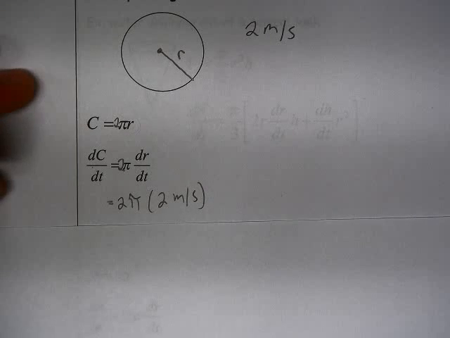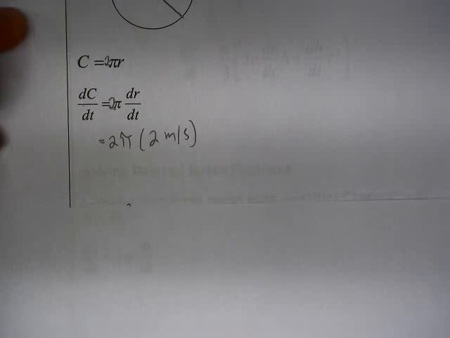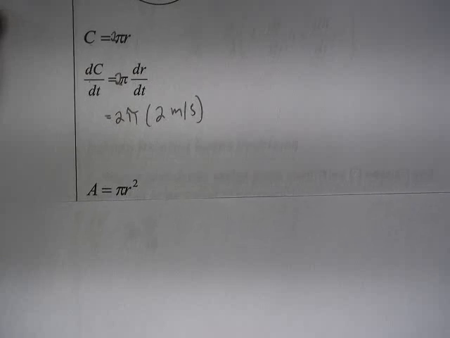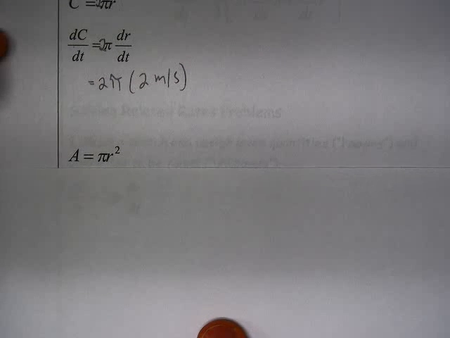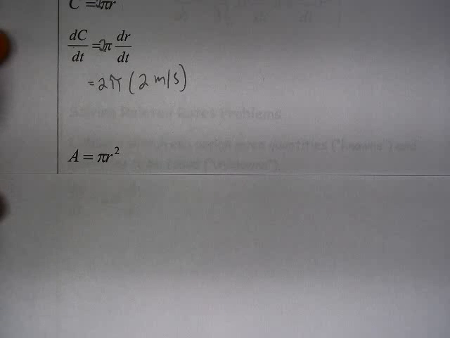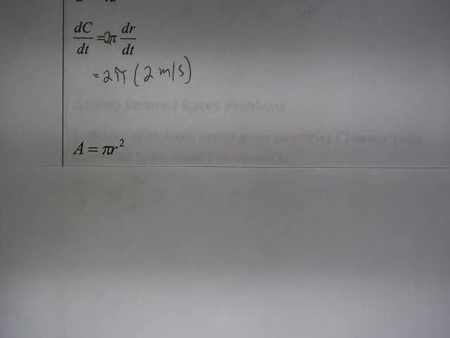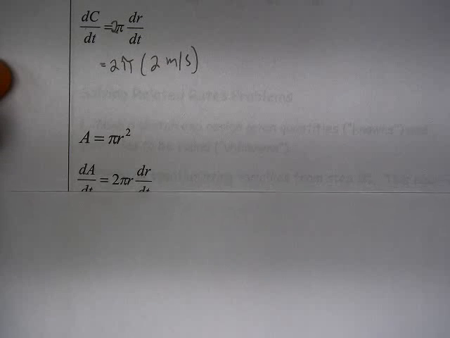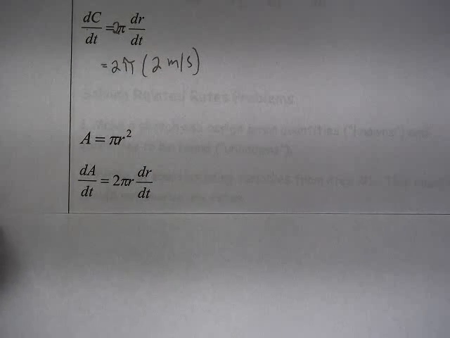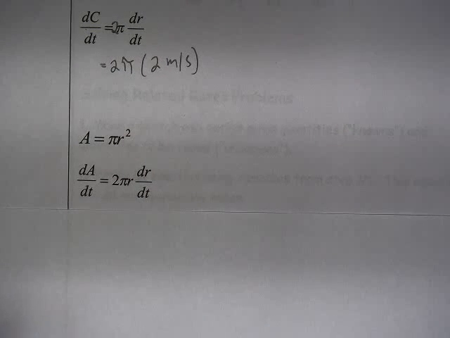That's a little bit different if we talk about how the area might be changing. So we know the area is equal to pi r squared. When we relate those quantities together, we have that equation there from geometry. Now again, we're going to take the derivative with respect to time of both sides. So we get dA/dt equals 2 pi r dr/dt.